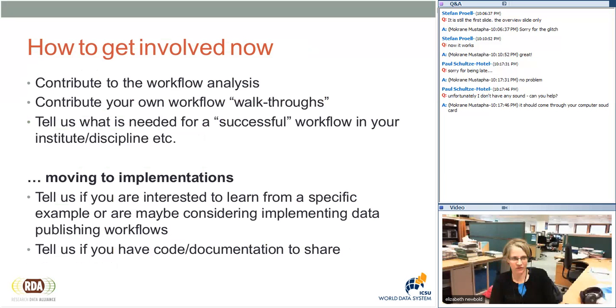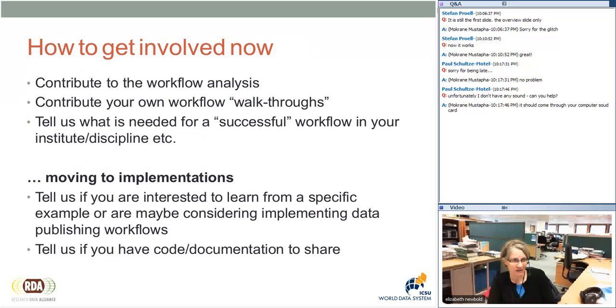So if you would like to get involved, we're keen to have people contribute to the workflow analysis. If you have a workflow that you'd like to walk through with us and map against the spreadsheet, that would be great. Or if you'd like to draw it out so that we can understand how it really works. Tell us what you think is needed for a successful workflow in your own institute or discipline.